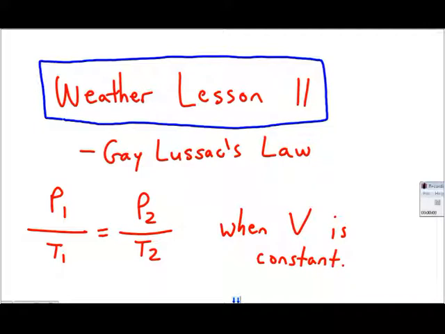And in Lesson 11, we're talking about Gay-Lussac's law. So far we talked about Boyle's law, which talks about the indirect relationship between volume and pressure whenever temperature is constant. We talked about Charles's law, the direct relationship between volume and temperature whenever pressure is held constant. Our third and final law compares pressure to temperature.